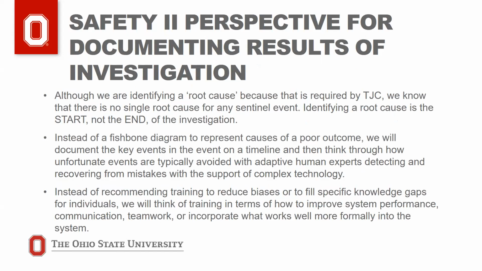And then how do we document this? So we do have to identify root cause because Joint Commission says we do. So we have to do that, but it's the beginning, not the end. And that's why that sequence of key events is really critical. So many root cause analyses will use a fishbone diagram. We are not going to use that, although it is useful. It is a good visualization of looking at contributing and root causes. But I think the timeline-based sequence of key events is more aligned with the Safety 2 perspective.